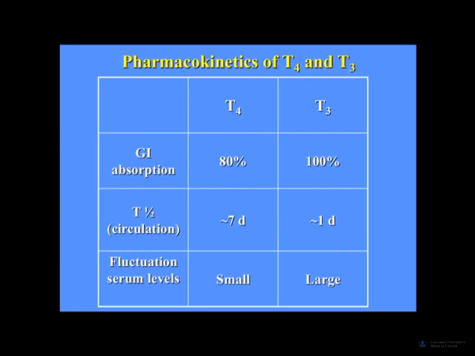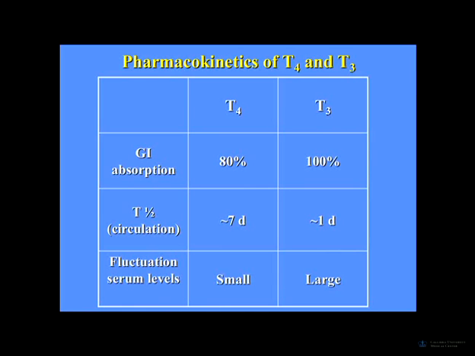And here's the pharmacokinetics of T4 and T3, which really plays into the physiology that we talked about on Friday. GI absorption of T4 is about 80%. T3 is 100%. But importantly, the half-time in the circulation is very much attenuated for T3 because of its looser protein binding. And it turns over very quickly. The half-time in circulation for T3 is about a day, whereas for T4, it's a week. So T4 hangs around for a long time.